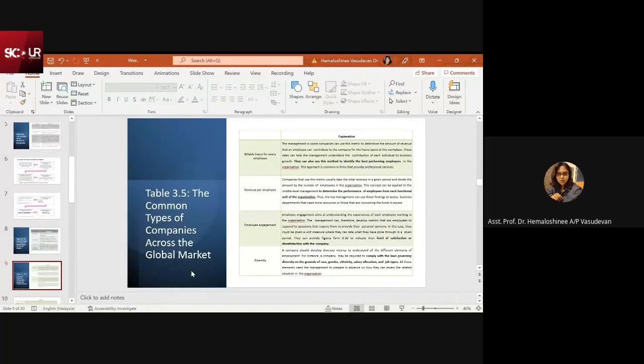When you see the common types of company across the global market, first of all they will see the working hours for every employee. If you take Malaysia, it is 8 hours per employee, and 1 hour is given for them to break.